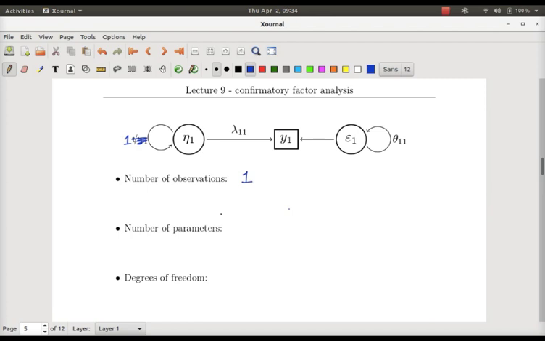What about parameters? Well, if we look at parameters, we have a parameter for the loading, and we have a parameter for this theta, this error variance or residual variance. You may ask, well, what about eta 1 and epsilon 1? Well, these are latent variables who are assumed to be normally distributed with these variances.